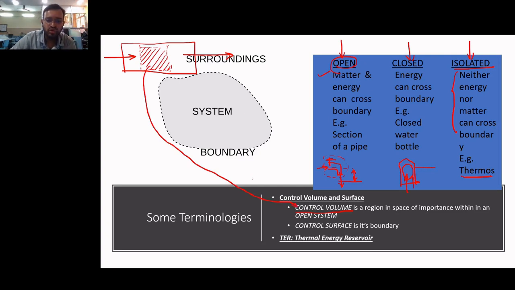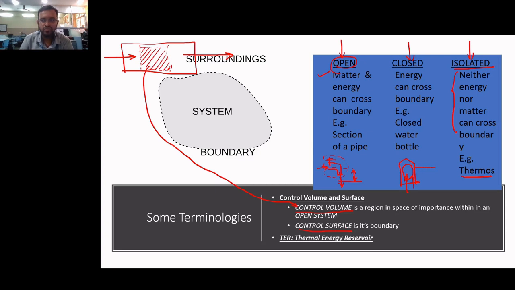Control volume is a region in space of importance within an open system. So within an open system, mass is flowing in, mass is flowing out, and we are analyzing a tiny bit of that area. This is called a control volume, and its boundary is termed the control surface.